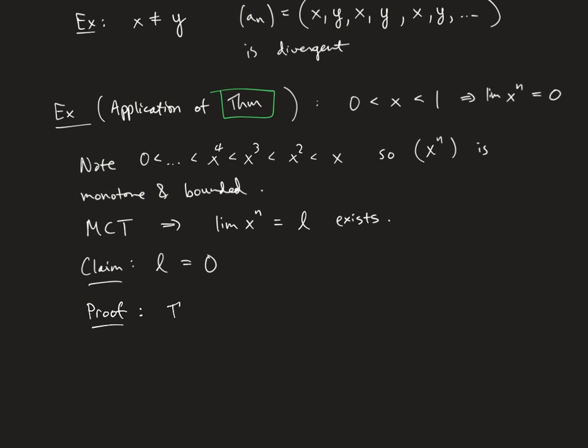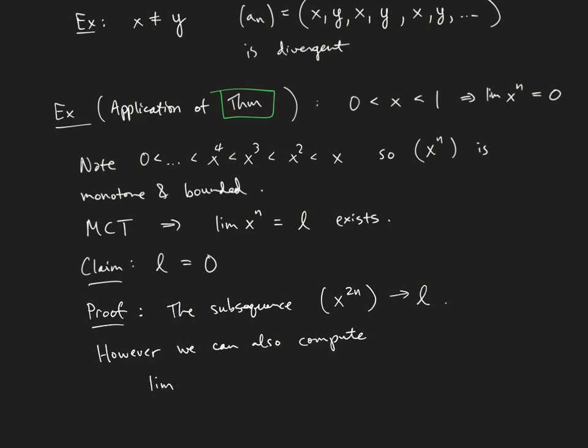So the proof is that the subsequence, so if I consider just x to an even power, so x to the 2n, must also converge to L. So we also have convergence to L. Right? But we can also compute, and so if we look at the limit of this x to the 2n, that's equal to L, as we just said.